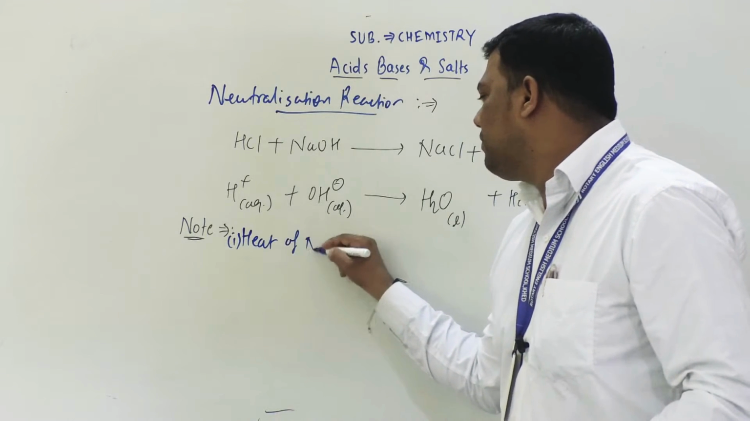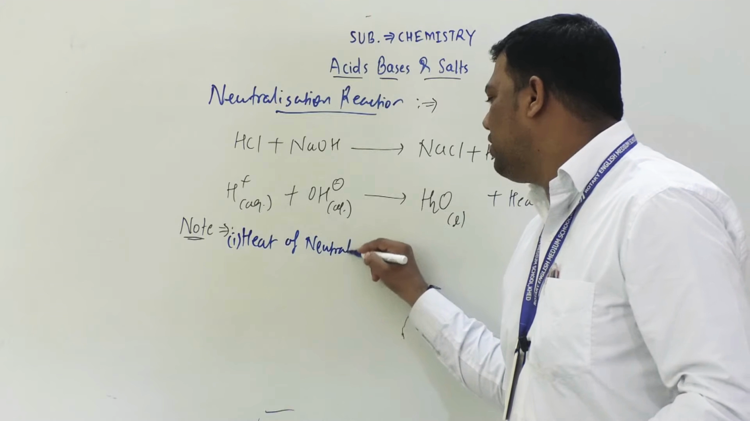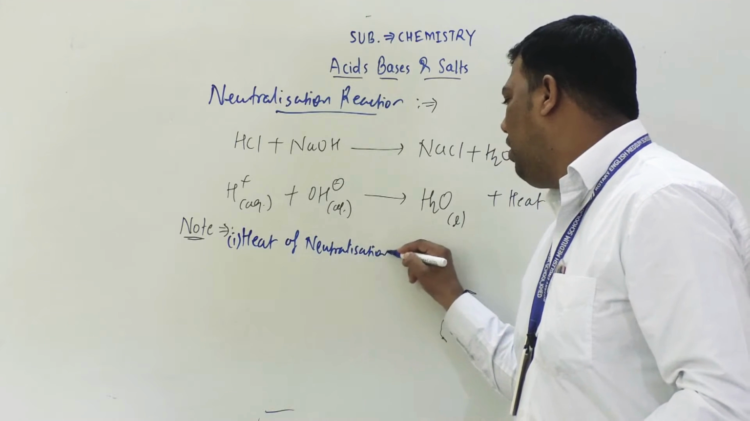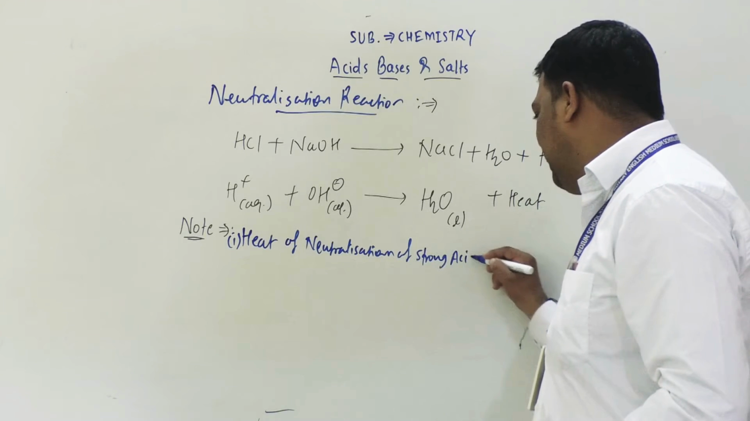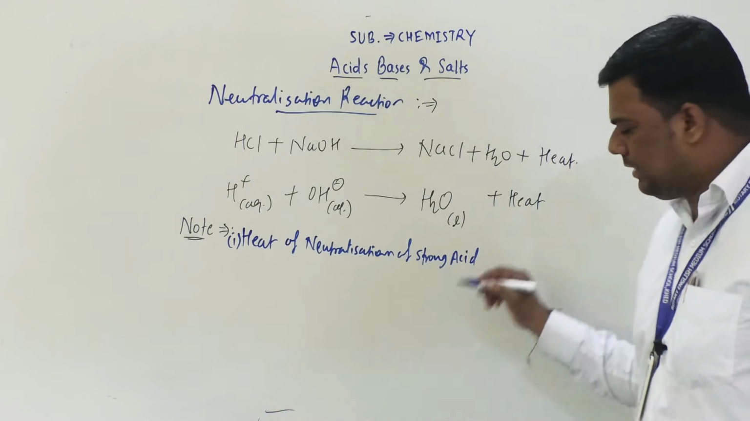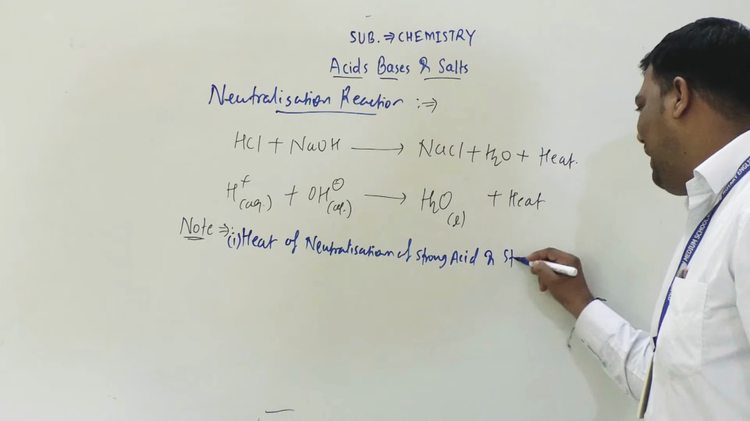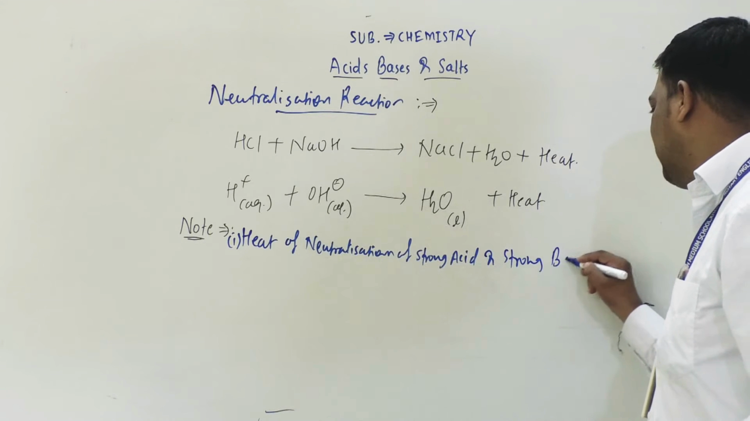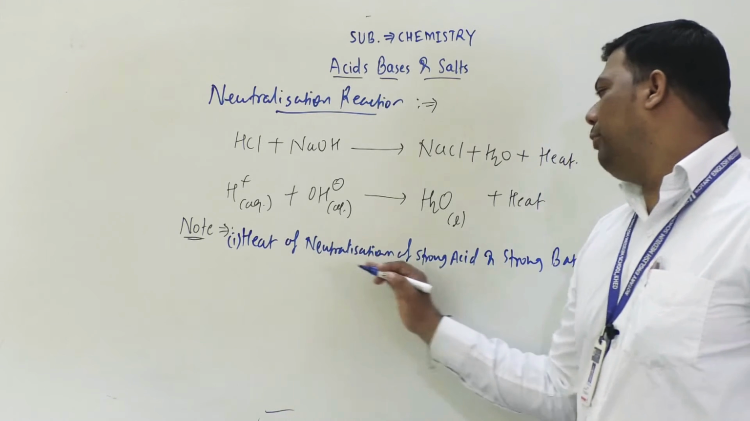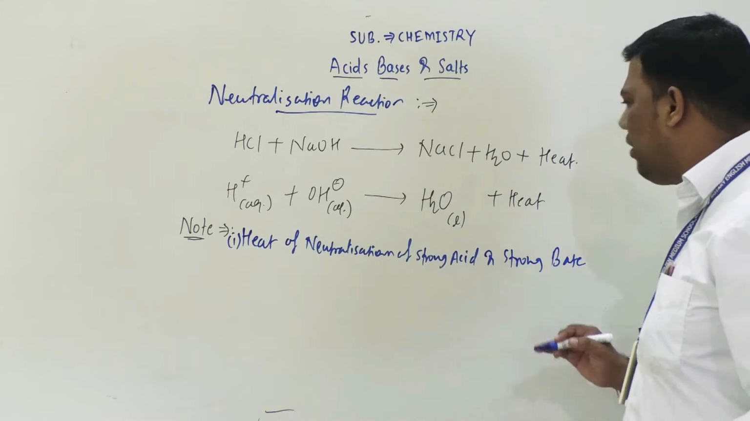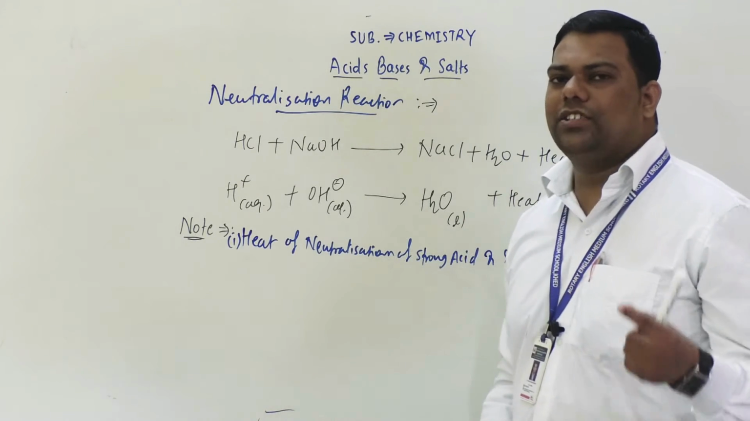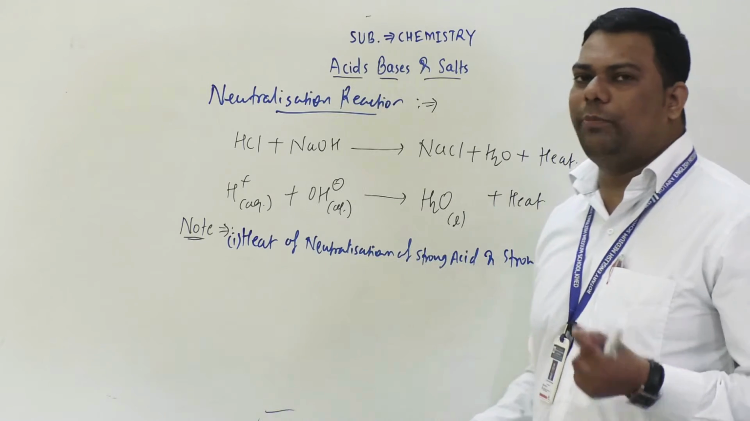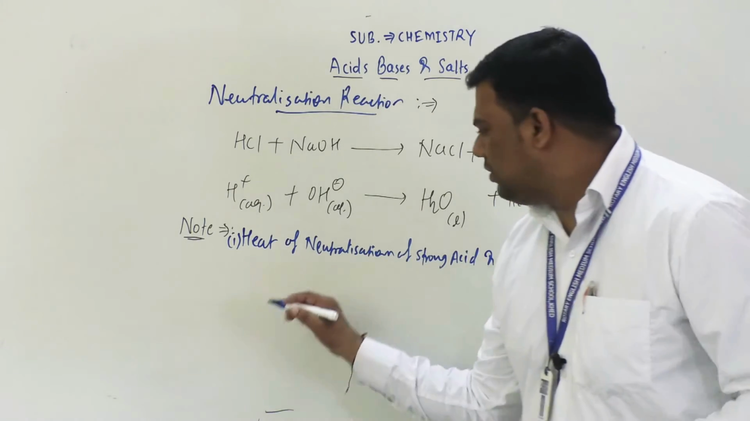Heat of neutralization of strong acid and strong base. Experimentally, the heat of neutralization of a strong acid and a strong base has a constant value, so you have to keep that in mind. That is the fixed value.